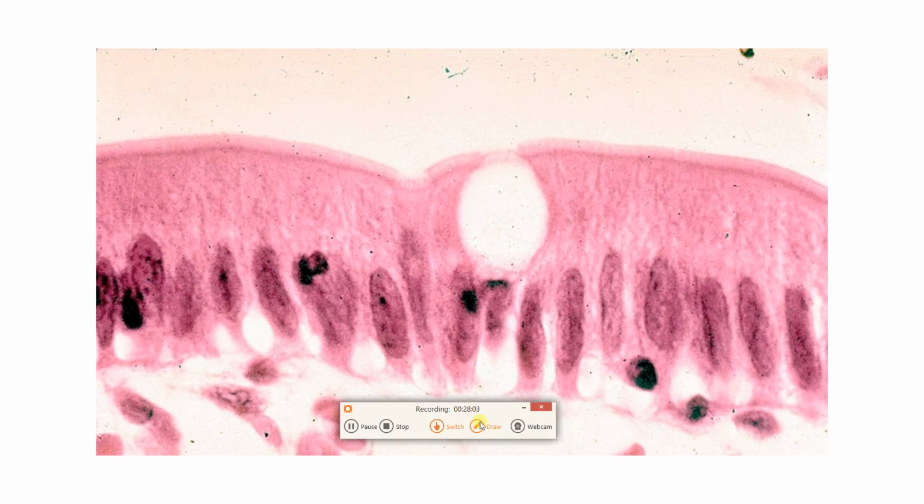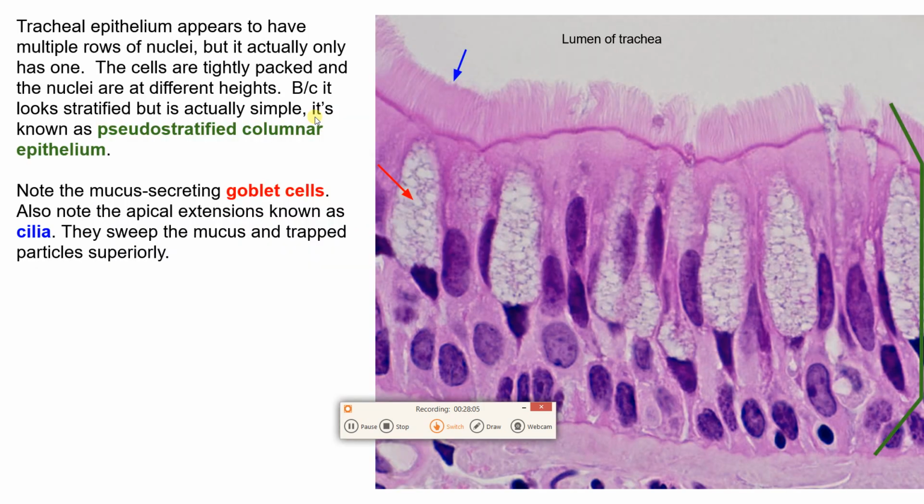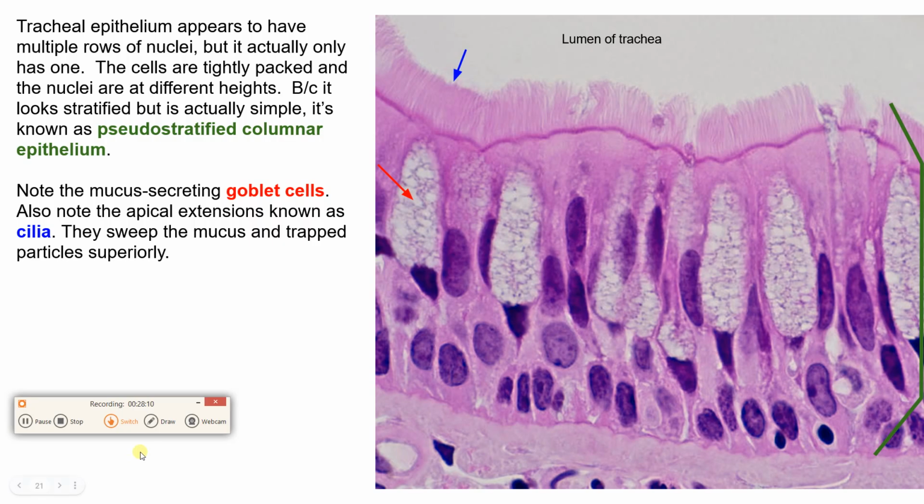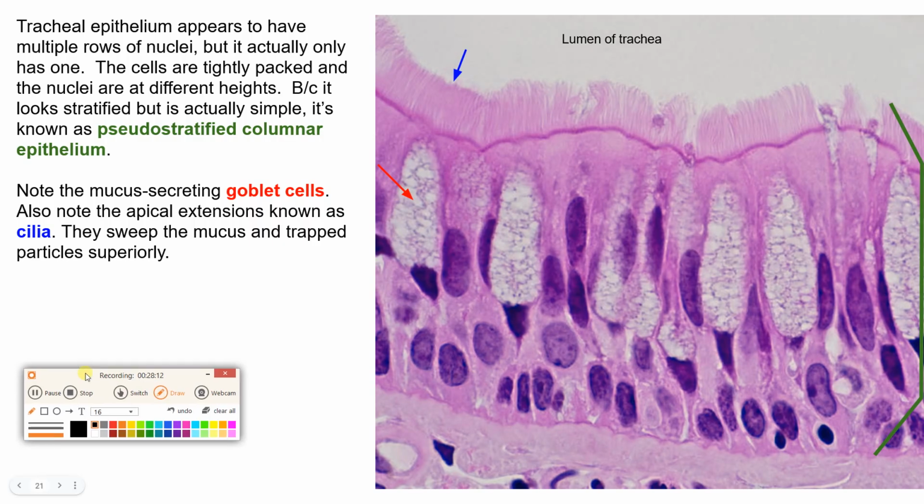Okay, we got one more tissue type to do today. It is a weird one. Probably my favorite of the day, though. This is called pseudostratified columnar. Okay, check this out.